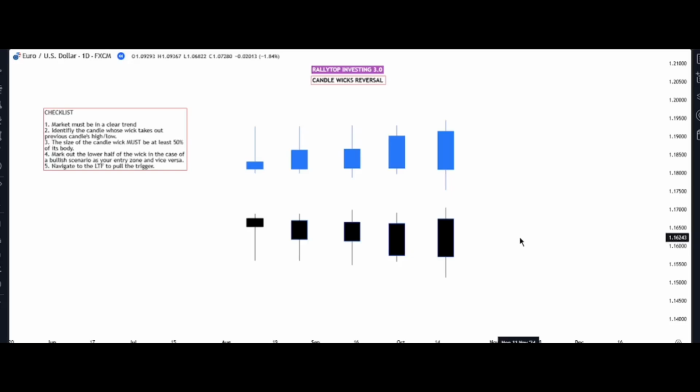Number four, mark out the lower half of the wick in the case of a bearish scenario, and vice versa, meaning that in the case of a bullish scenario, you will need to mark out the upper half of that candle wick. Once you have completed these four nuggets on our checklist, then you can navigate to the lower time frame to pull the trigger. Very simple, and I'm going to show you all of that.